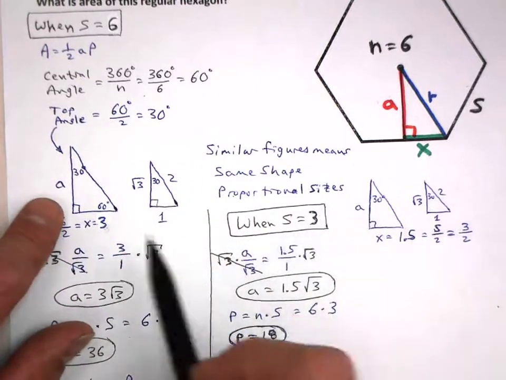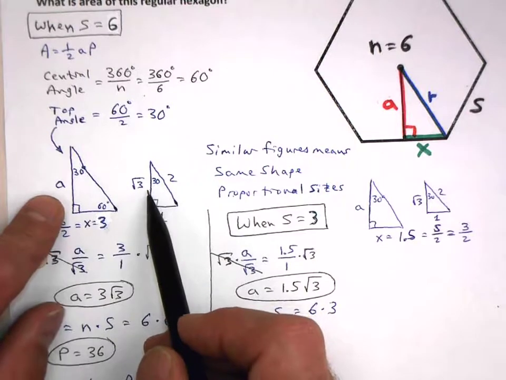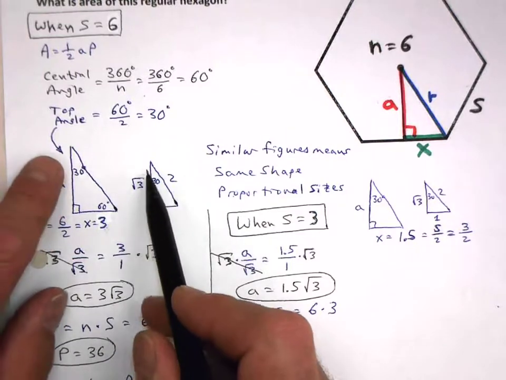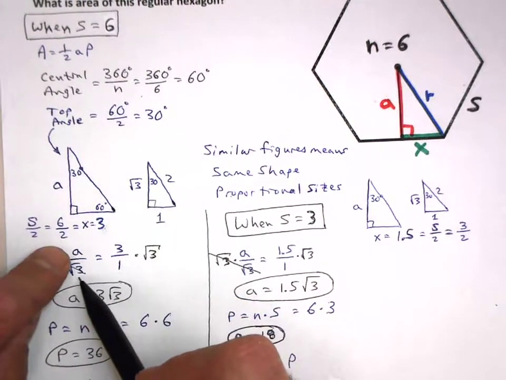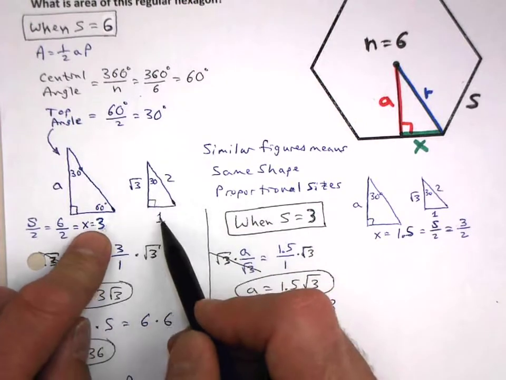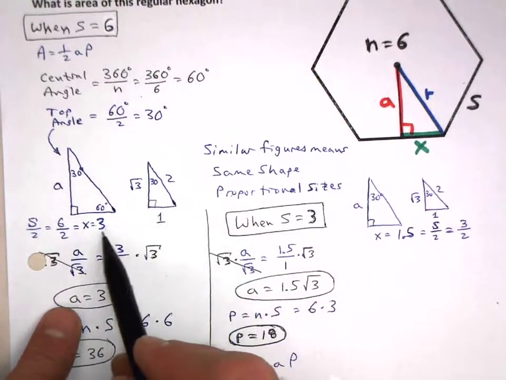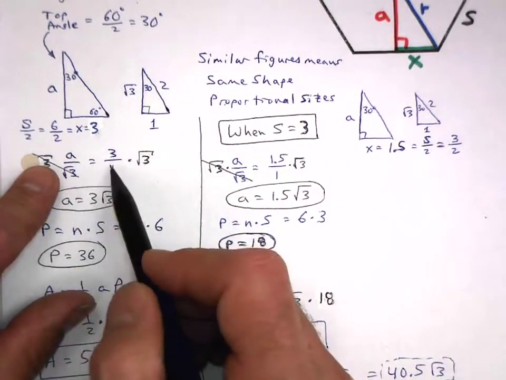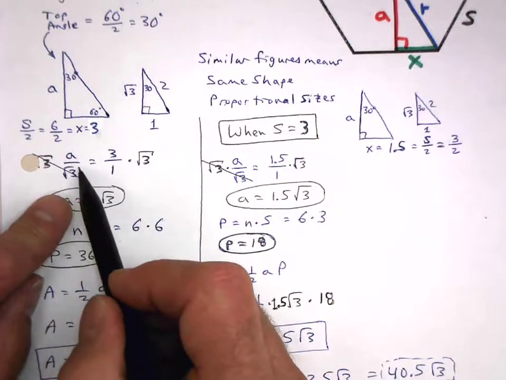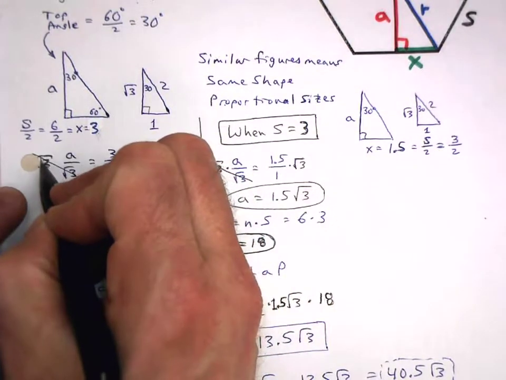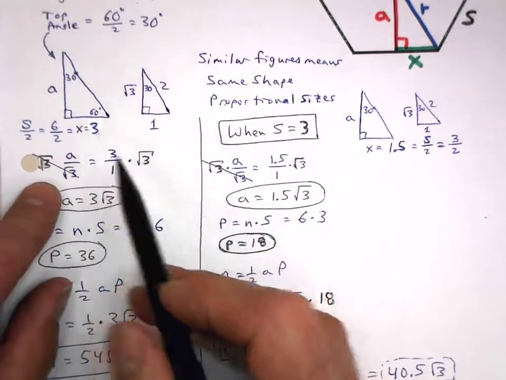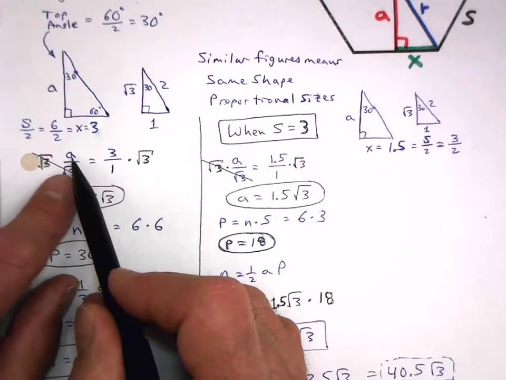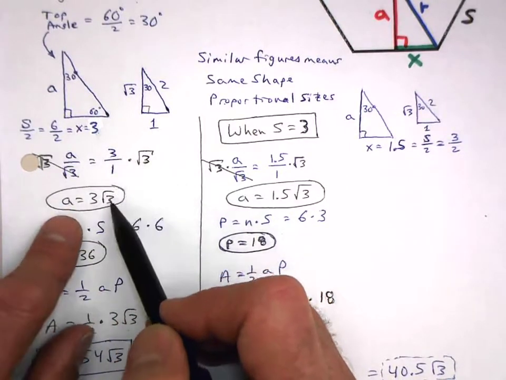Remember, similar figures means same shape and proportional sizes. So let's create a proportion between these two similar triangles. A over square root of 3, those two sides correspond to each other. A over square root of 3 equals 3 over 1. Yes, you could cross multiply, but I think it's easier to get rid of the denominator by multiplying both sides by that denominator. So multiply both sides by square root of 3, and the square root of 3 cancels out here, and my apothem equals 3 square root of 3.